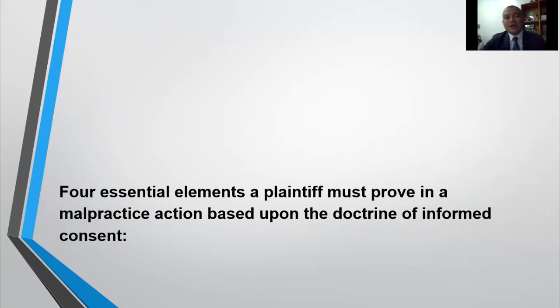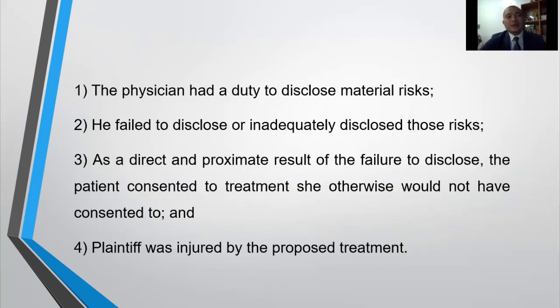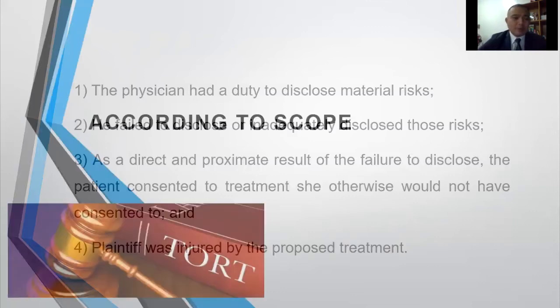Now, what are the 4 elements that show there is malpractice on the doctrine of informed consent? Number 1, the physician had the duty to disclose such material risk to the patient, but was not able to disclose it. And number 3, there is a direct and proximate result of the failure to disclose, so the patient's consent was not obtained. So hindi siya na ginawa. If he was able to do it, if I was made known of such risk, and after that, the plaintiff was injured because of that proposed treatment.